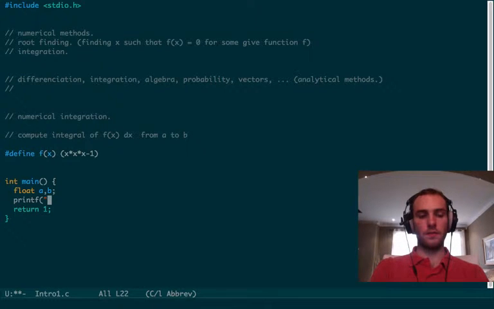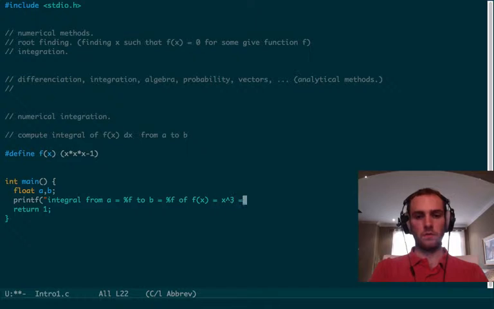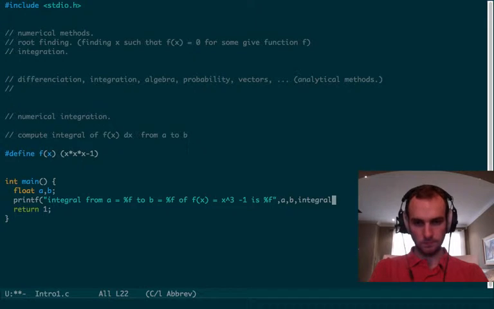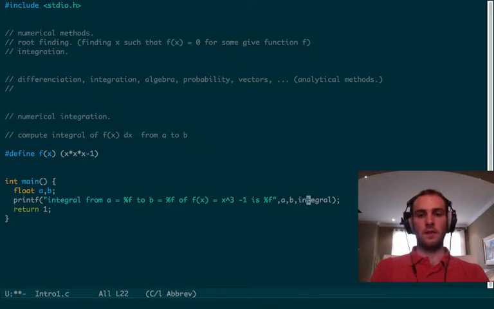And then we'll print integral from a to b of f equals a b integral. Right, we have to get that integral.